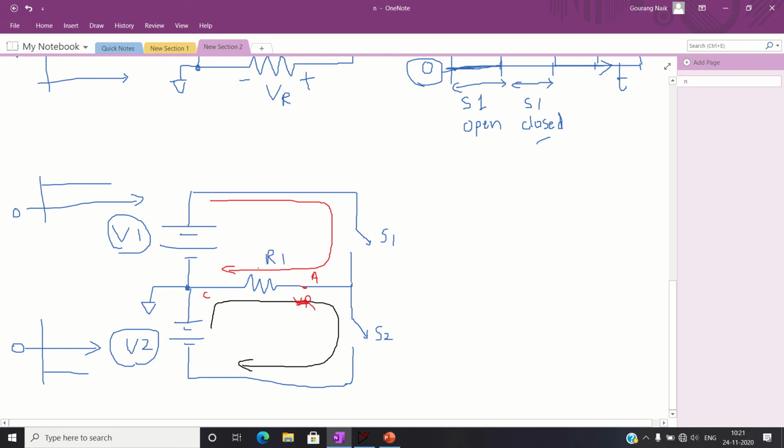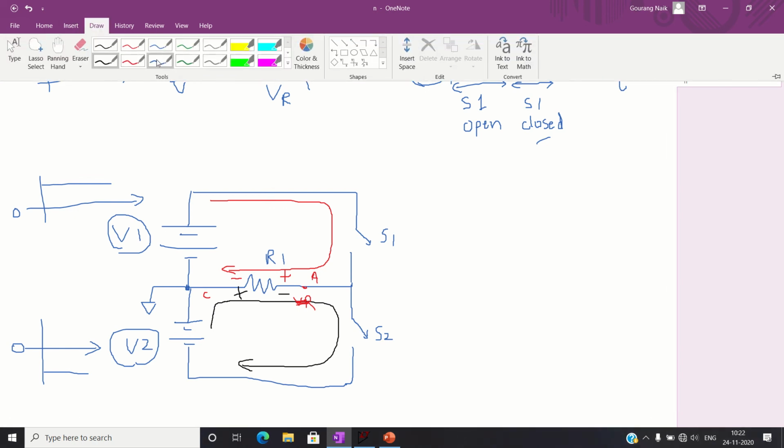So the voltage that is developed because of V1 across R1 will have this polarity: this will be positive, this will be negative. And the voltage that is developed across the resistance because of V2 will be something like this: here it will be positive and here it will be negative, because of the direction of the current. So this you have to remember.